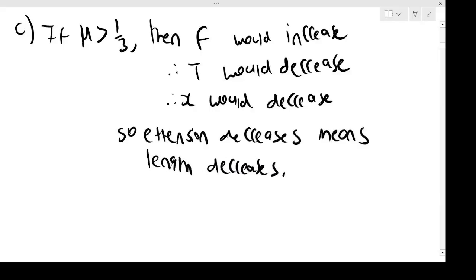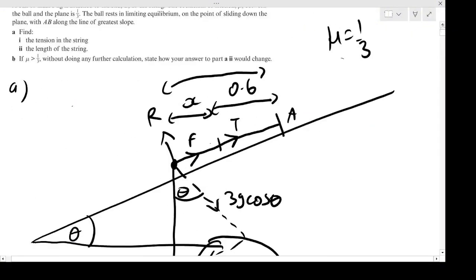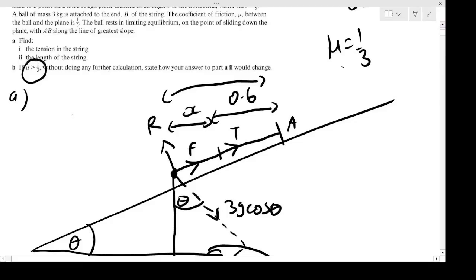Okay, that's from a mathematical lens, right? But the logic behind it is, if the coefficient of friction is bigger, that means the slope has more friction, right? It's more sticky. So if the friction is bigger, there's more opposition to the particle moving, so the particle won't move as far. Therefore it won't extend the string so much, so less length. And there we are.